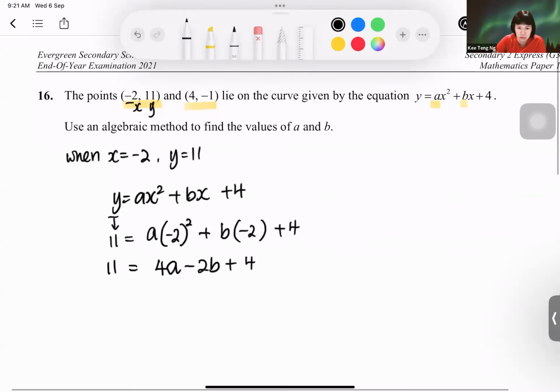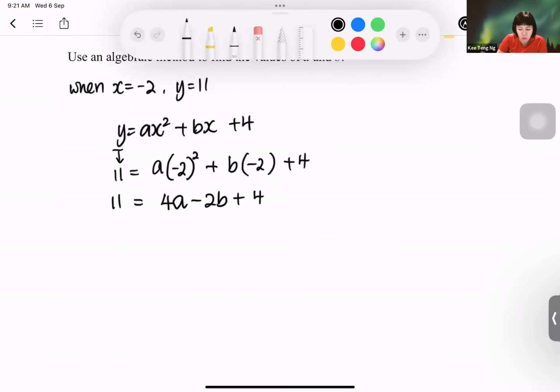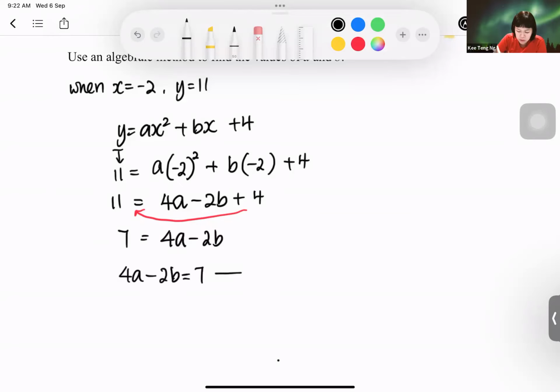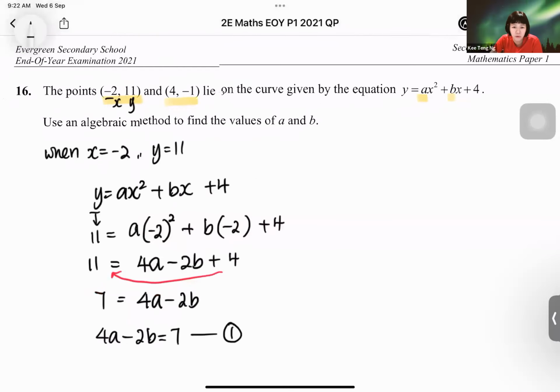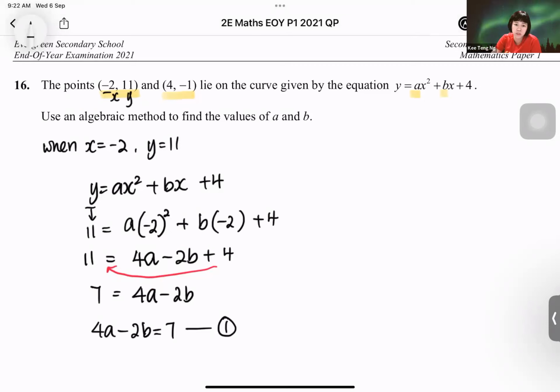Okay, now what can we do? We form an equation from here. 4a minus 2b equals, shifting this over, 11 minus 4, that gives me 7. So from here, you get one equation already. I write it as 4a minus 2b equals 7. So equation number 1.